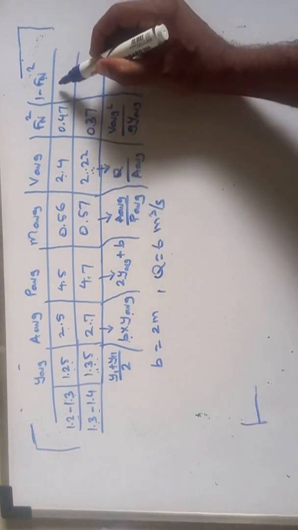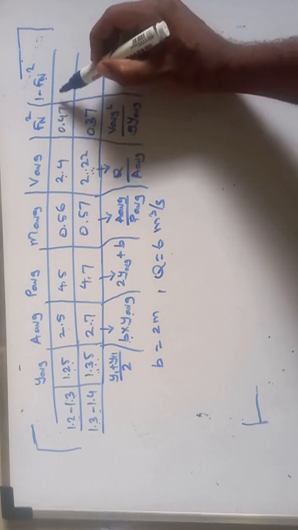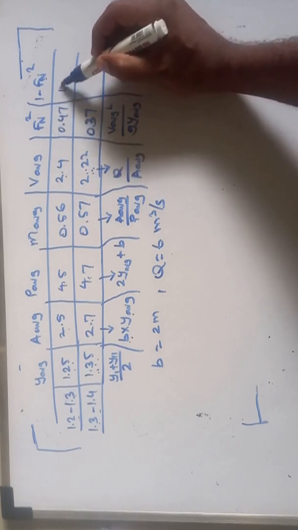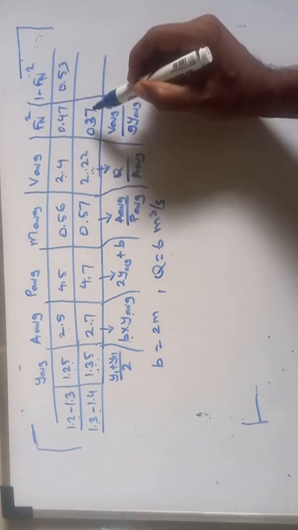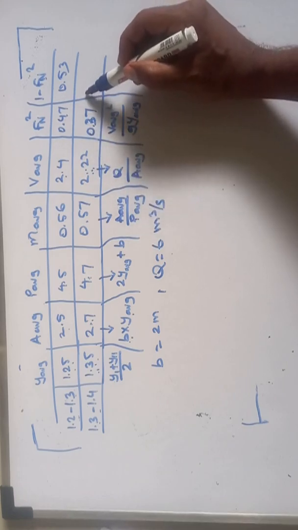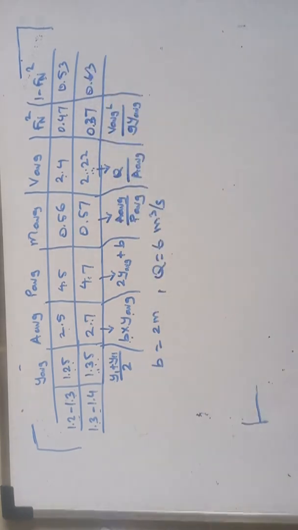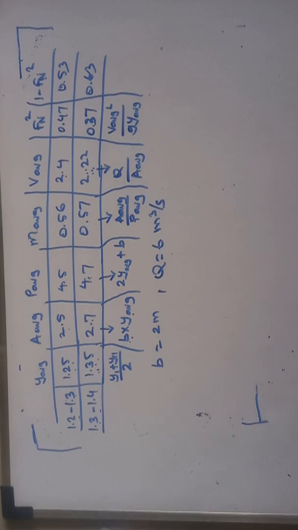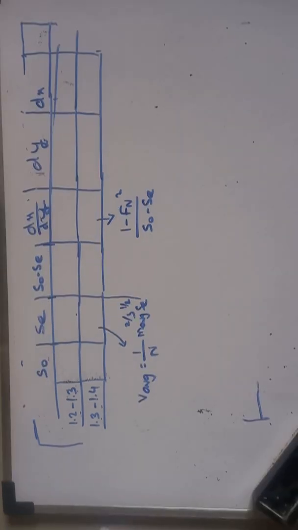Then 1 minus Fn square. I know Fn square: 1 minus 0.47 square is equal to 0.53. Like that, 1 minus 0.37 square is equal to 0.63. Now I calculated the top portions first. Then I am going to calculate the bottom portions.